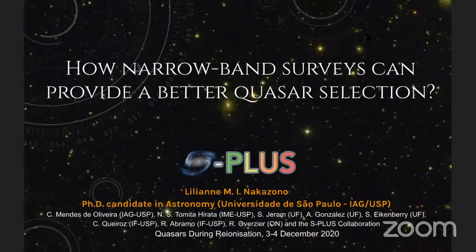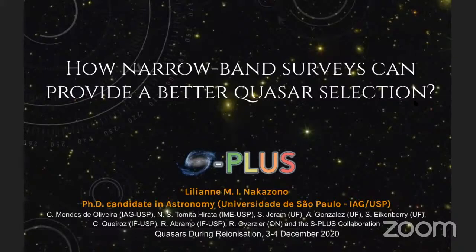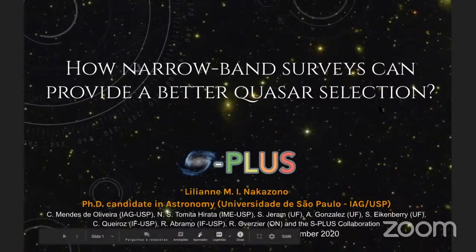I will try to answer this question: how can narrowband surveys provide a better quasar selection? For that, I'm going to show you some analysis that we have made based on S-PLUS data, and S-PLUS is a narrowband photometric survey. So in that sense, let me first introduce S-PLUS to you.